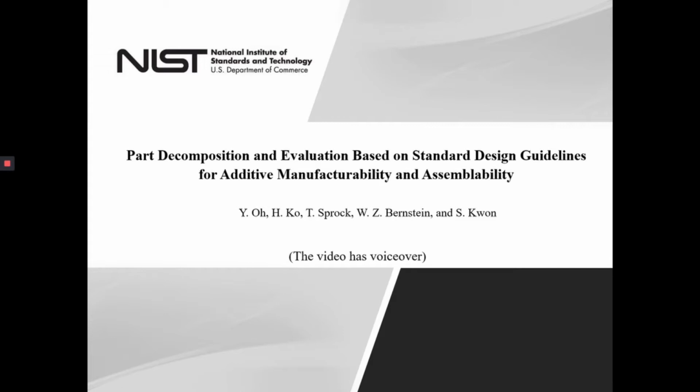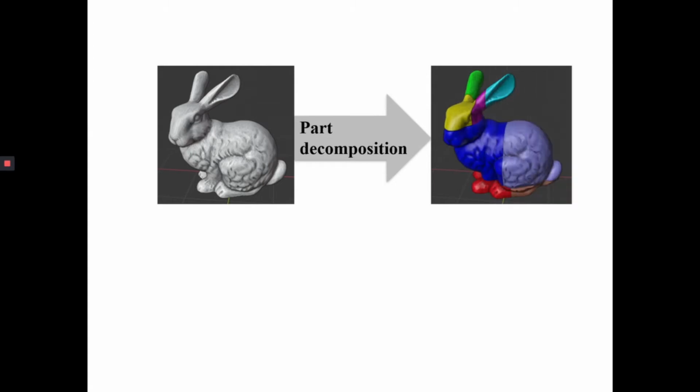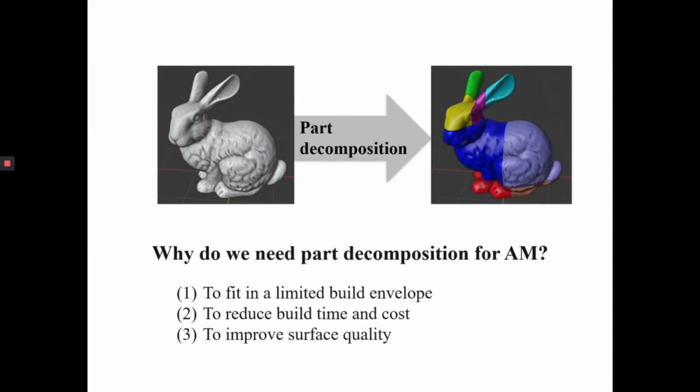Part decomposition is the redesign process of decomposing an original model into sub-assemblies. Why do we need part decomposition for AM? There are mainly three reasons here. First, to fit in a limited build envelope. To build a part that is larger than a 3D printer, it should be decomposed.